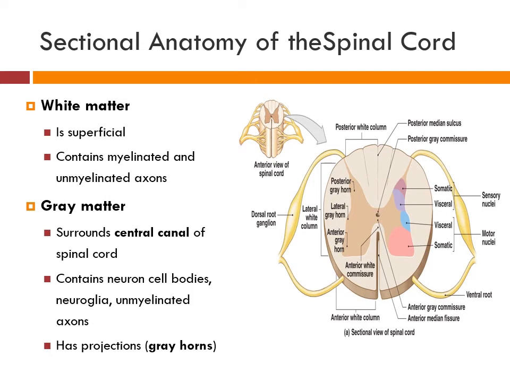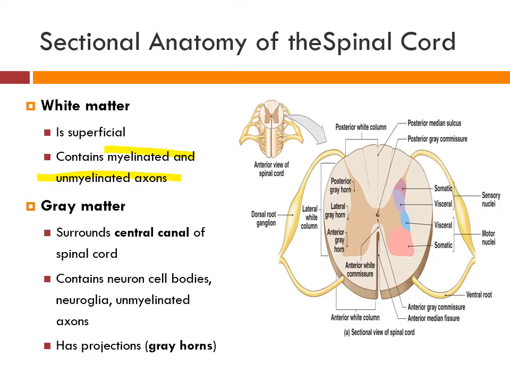So we're going to look at the anatomy of the spinal cord itself. We talked a little bit about it, but we'll go more in depth right now. So the spinal cord is made up of gray matter and white matter. The gray matter is this butterfly-looking thing in the middle. The white matter is everything that surrounds it. So the white matter is that superficial layer, and it contains myelinated and unmyelinated axons of neurons.